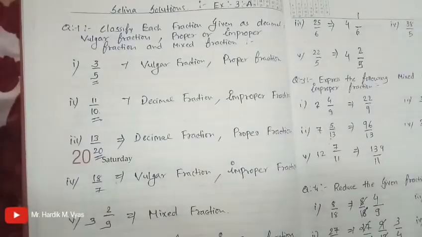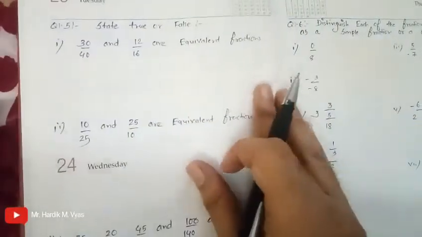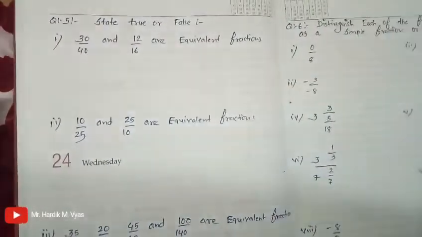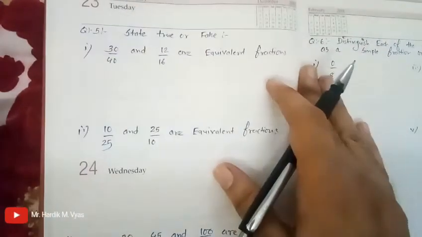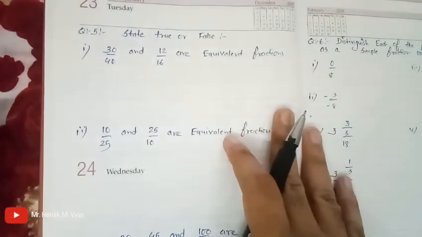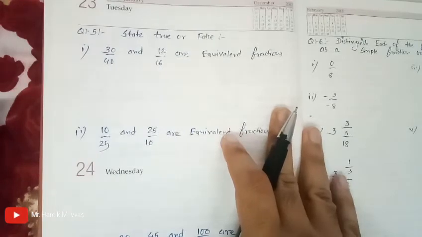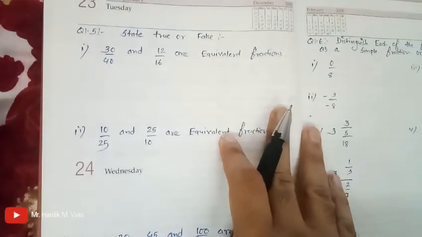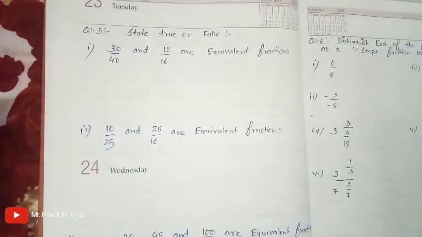ठीक है, तो क्वेश्चन नंबर 4 भी काफ़ी हद तक easy था. You have to just convert into the reduced forms. Okay fine, और you can say lowest terms में हमें उसको convert करना था. अच्छा देखो, state true or false. 30 upon 40 and 12 upon 16 are the equivalent fractions.